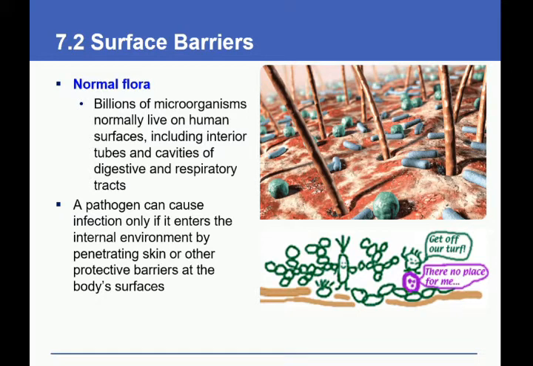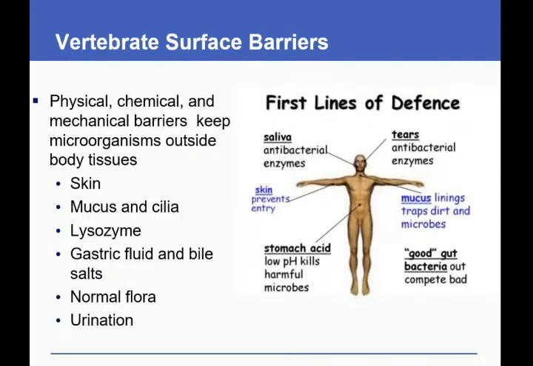Surface barriers. The normal flora. Billions of microorganisms normally live on human surfaces, including interior tubes and cavities of the digestive and respiratory tracts. A pathogen can cause infection only if it enters the internal environment by penetrating skin or other protective barriers at the body's surfaces. Physical, chemical, and mechanical barriers keep microorganisms outside of the body tissues. Your skin, mucous cilia, lysozyme, especially from your tears, gastric fluids and bile salts in your stomach, normal flora, which is good bacteria, and lastly urination.